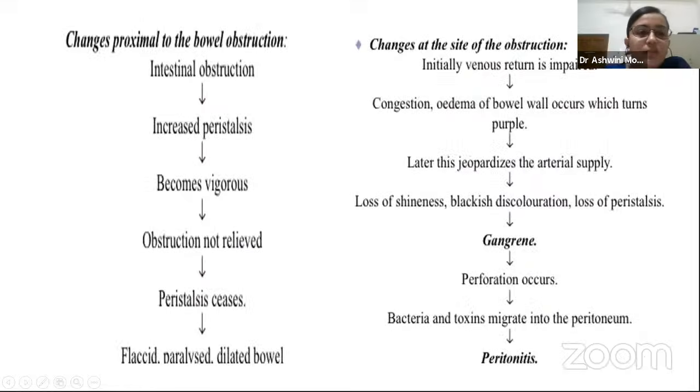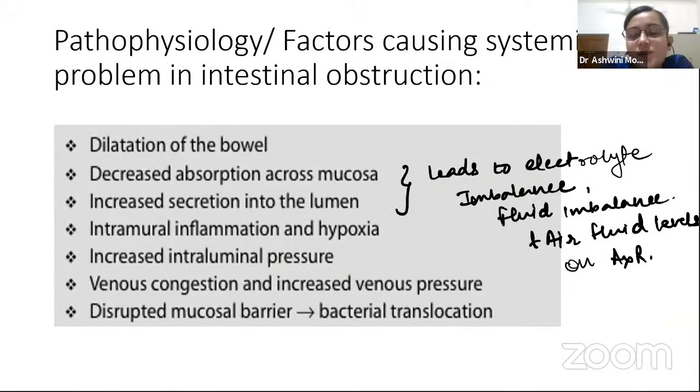So dilatation of the bowel, decreased absorption across the mucosa, increased secretion into the lumen, intramural inflammation and hypoxia will also occur, with increased intraluminal pressure secondary to all of the above. Later on, venous congestion and increased venous pressure will occur. After that, disruption of the mucosal barrier occurs, and translocation. At this stage, the patient will go into a systemic inflammatory reaction, and can also go into MODS, multiple organ failure.